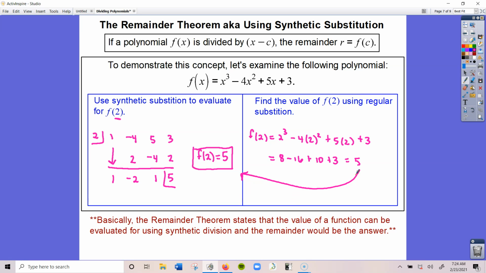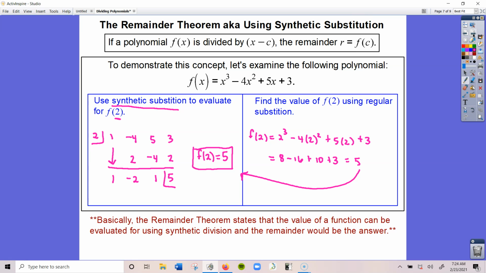So this is regular substitution. And here we use synthetic division in order to find that function value, which is why the remainder theorem is also called synthetic substitution. So that's what that means. The remainder is equal to the function value that you are trying to find.